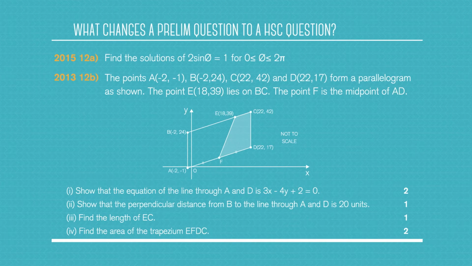In 2013, question 12B, there was a nice generic coordinate geometry question, and they had to show an equation of a line and a perpendicular distance and a length. But part 4 then went on and said, well, hang on a minute, find the area of the trapezium. Now, finding the area of the trapezium, that took the question from a preliminary course question to a HSC course question, and it didn't take that part, it takes all parts of it. So when you're at school and you read something like only 20% of your HSC mark should be based on the preliminary course.